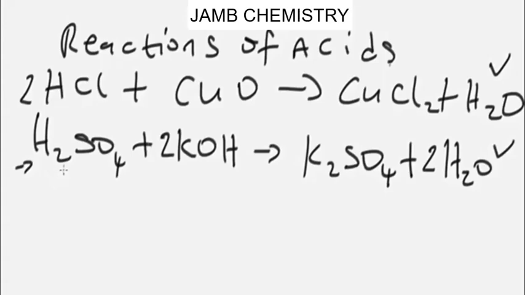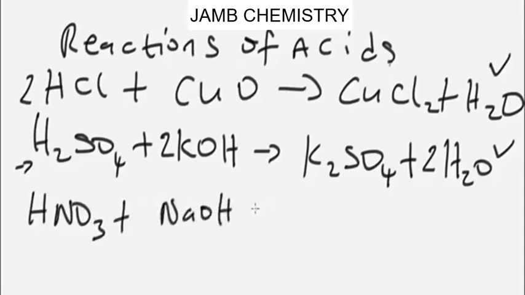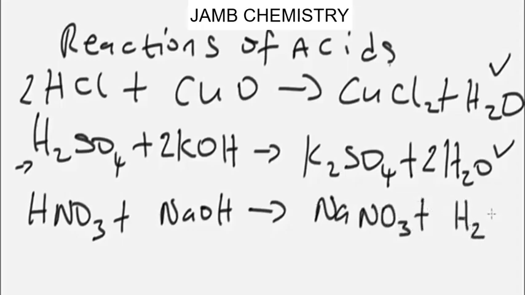Okay, now another typical example is when nitric acid, HNO3, reacts with, let's say, sodium hydroxide. So we're going to have the output to be sodium nitrate plus H2O. Okay, so this will be the output. Let's check if the equation is balanced.